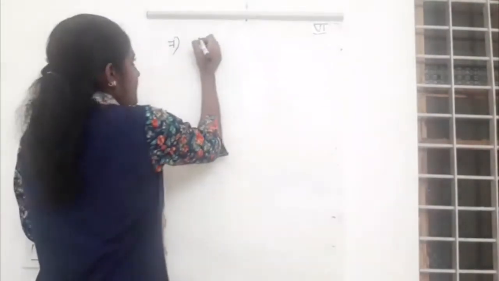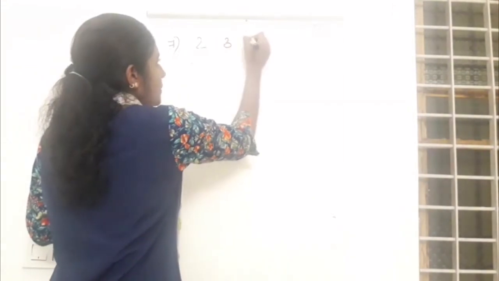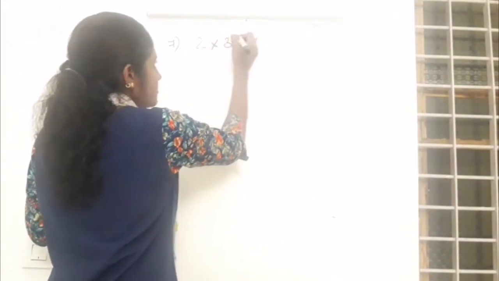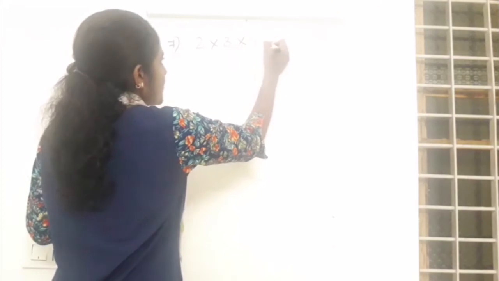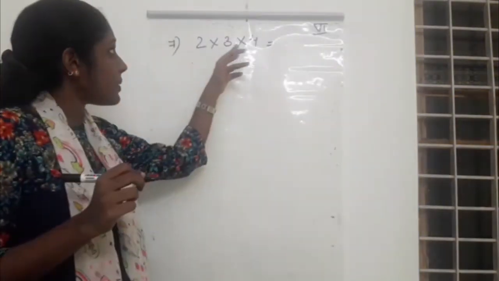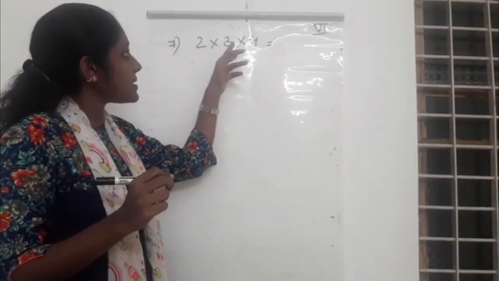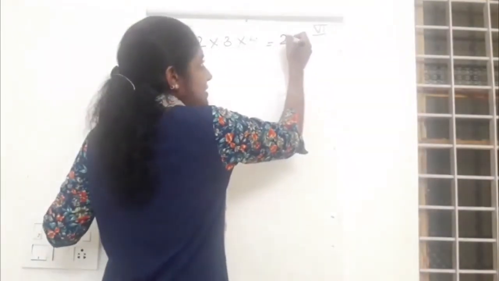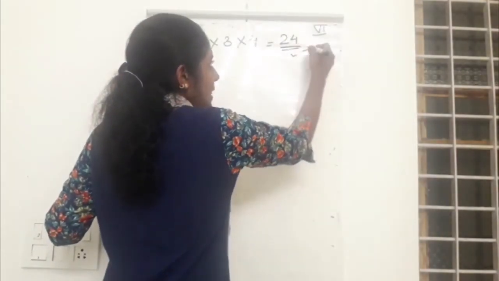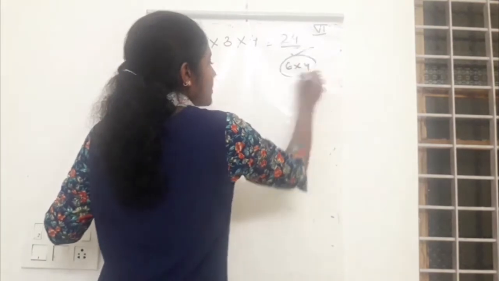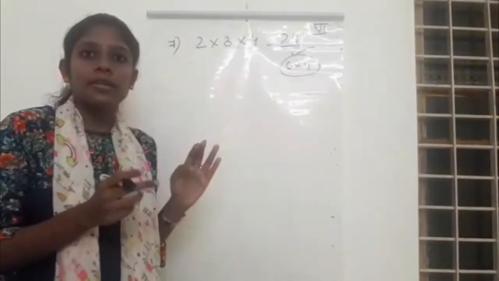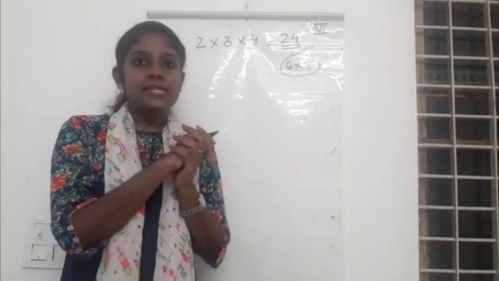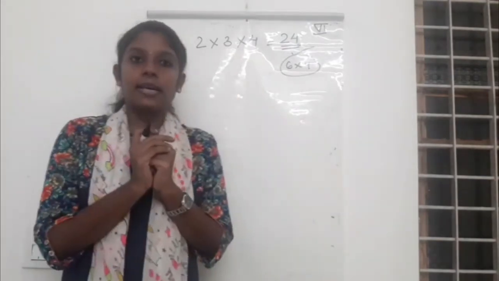Let us take three consecutive numbers 2, 3, 4 and take their product. 2 into 3 into 4: 2 into 3 is 6, 6 into 4 is 24. That is, 24 is divisible by 6, isn't it? 6 into 4 is 24. So the product 2 into 3 into 4 is divisible by 6. So that is correct.